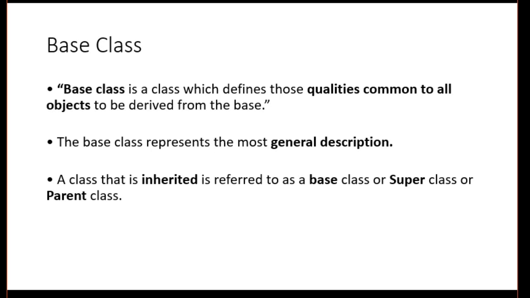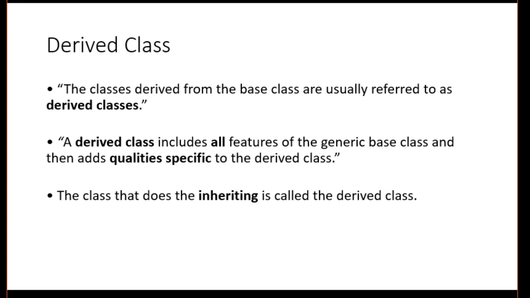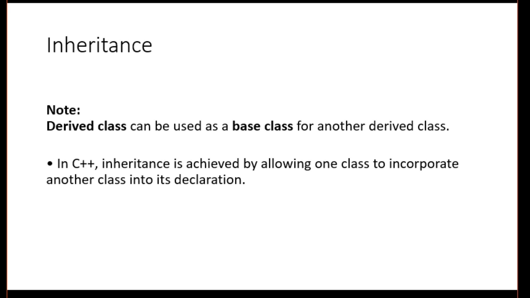Moving next, what is a derived class? The classes derived from the base class are usually referred to as derived classes. The derived classes will contain properties which are specific to those classes only. It includes all features of the generic base class and adds qualities specific to the derived classes. A class that does the inheriting is called the derived class. Let's move to the next slide.